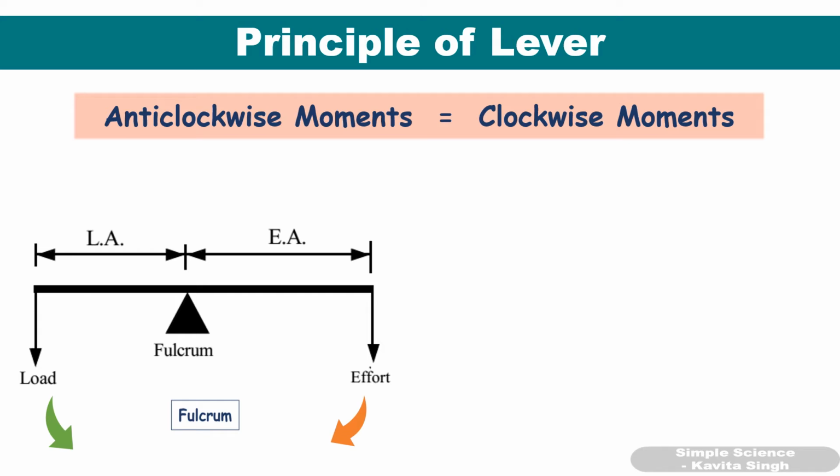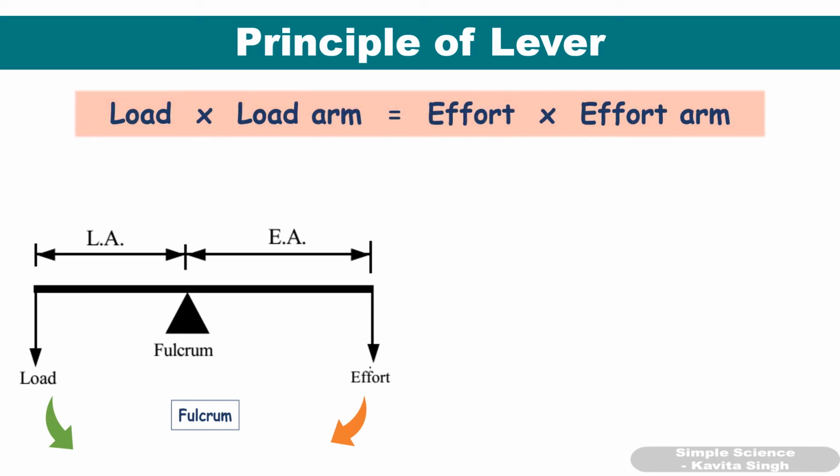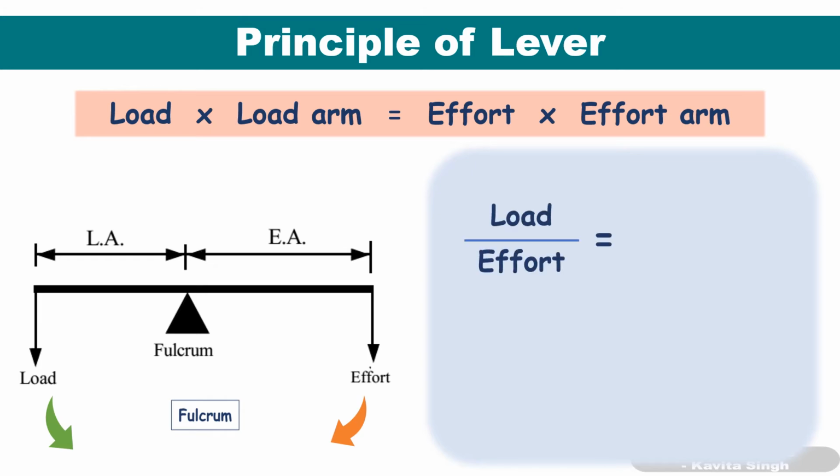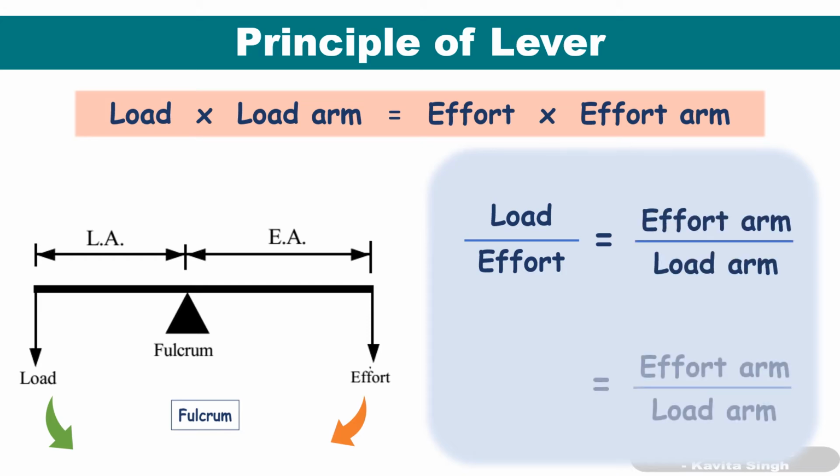So a lever works on the principle of moments. That means anti-clockwise moment is equal to clockwise moment. That means load into load arm is equal to effort into effort arm. Now rearrange the terms, take effort on the left-hand side and load arm on the right-hand side. You will get load upon effort is equal to effort arm upon load arm. But what is load upon effort? Load upon effort is the mechanical advantage of a machine.